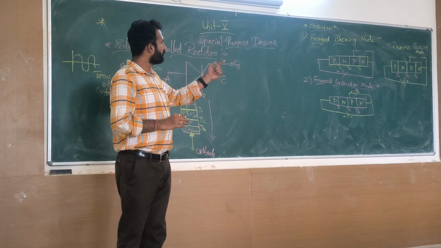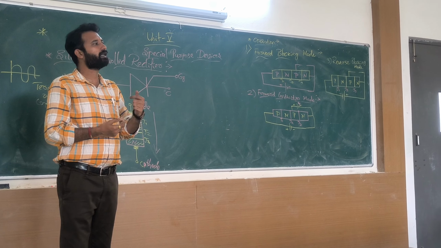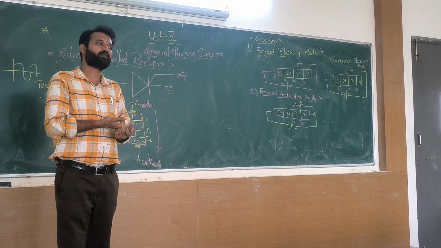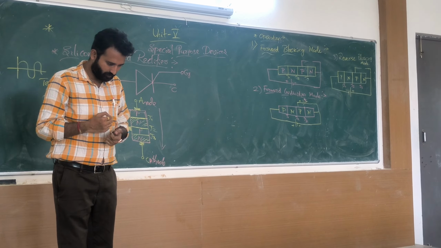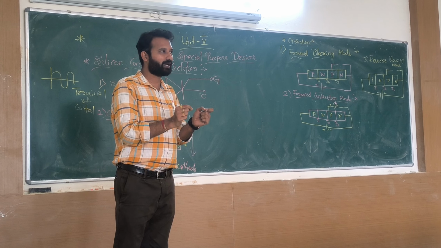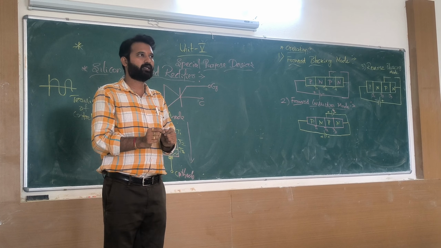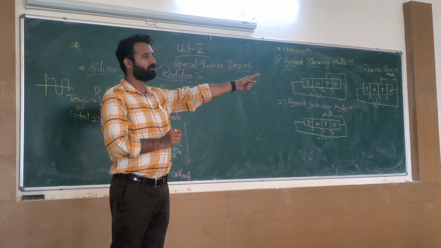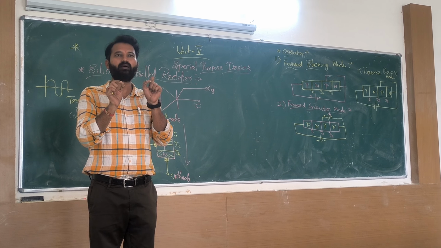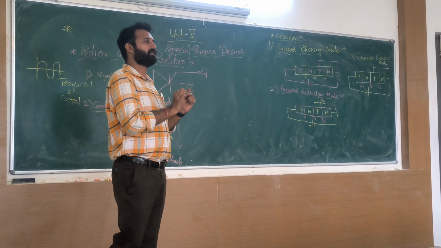Understandable? Now let me go to the operation. How does the device work? The working principle of the device. What is the working principle of this device? By applying a triggering, a biasing, a potential at which terminal? The gate terminal. Then only this device will work as a switch or rectifier. In general, this device will conduct only when you apply a potential at the gate terminal.